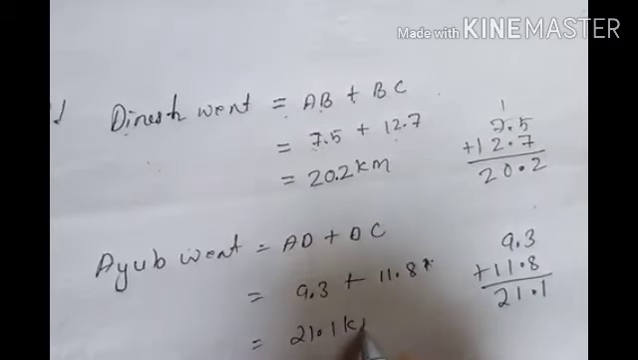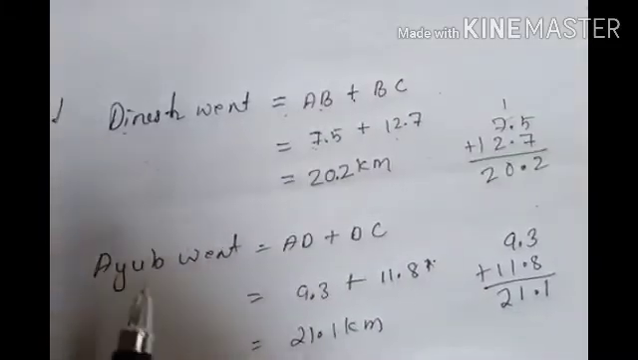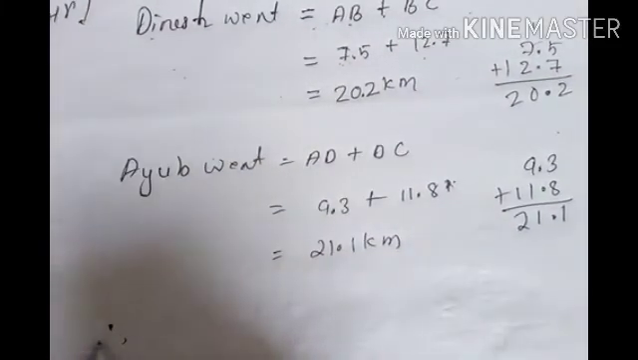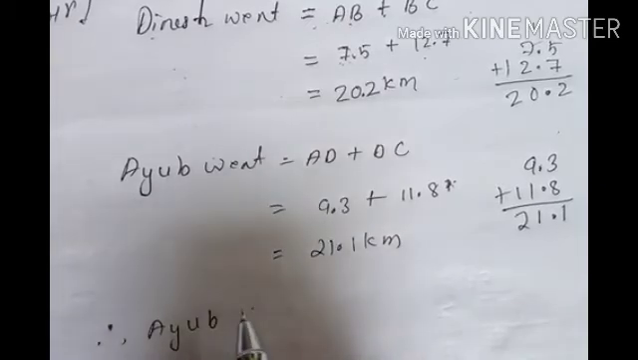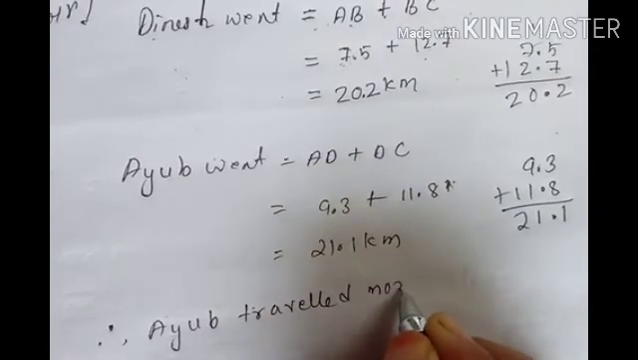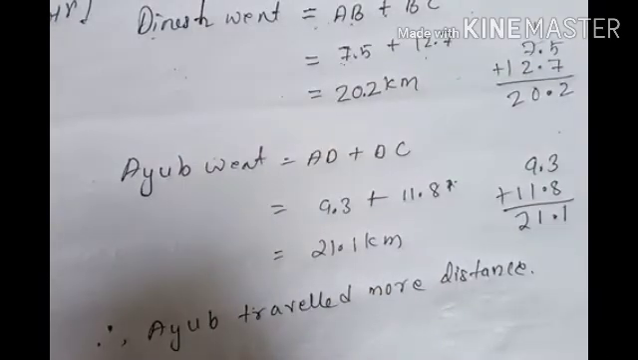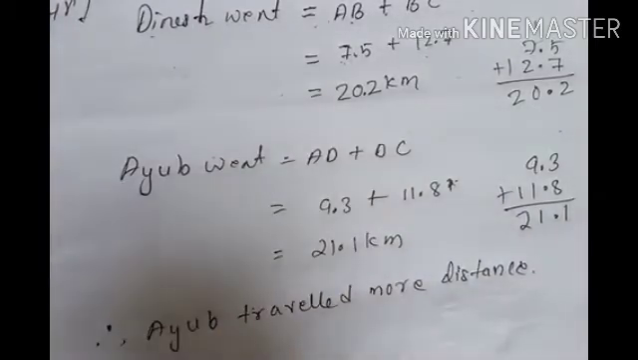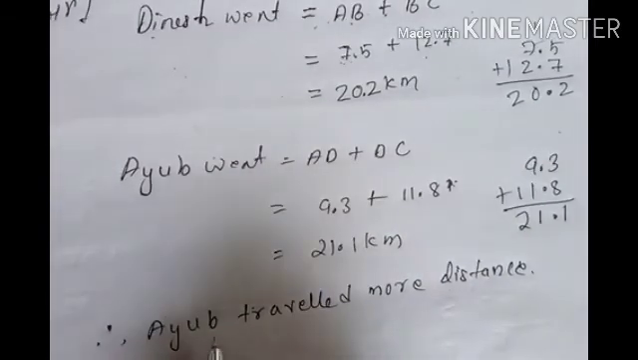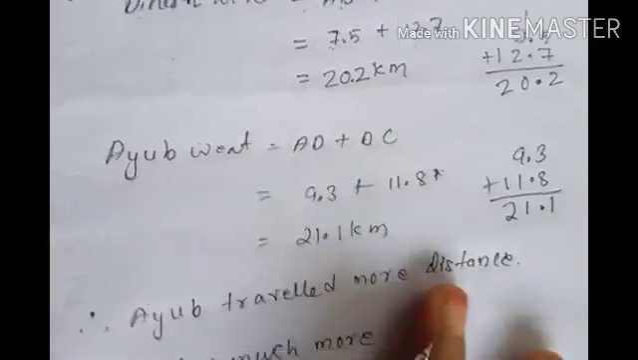So how many kilometers? 21.1 kilometers. Now who traveled more? From here you can see who? Ayub, isn't it? Who traveled more? Therefore Ayub travels more distance. By how much? By how much means how many more. Okay, then for that, how will you find how much more it will be?